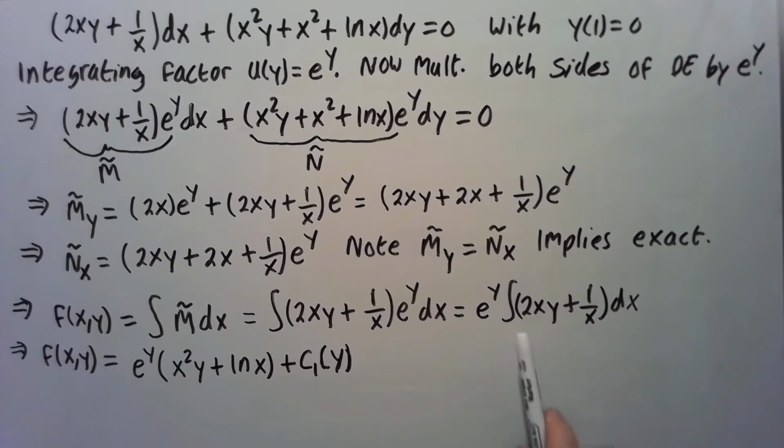Okay, so again, integrating the 2xy becomes x squared y. Integrating the 1 over x becomes ln x. Got the e to the y in front. That's going to be plus a constant, but here now the constant is going to be some function of y. I'm going to call it c1 of y. This is some function of y here that we have freedom over. Okay, now we can also find our parent function by integrating our n tilde. So let's do that next.